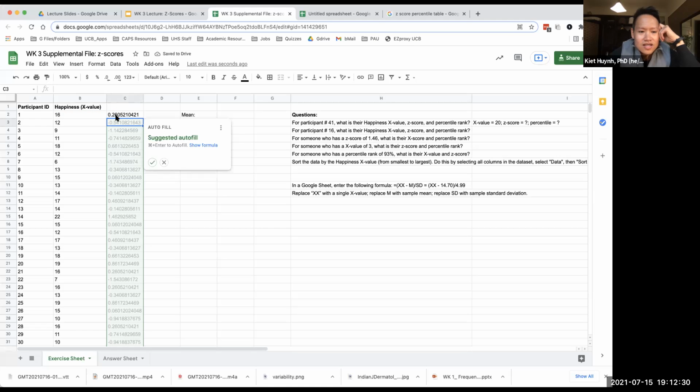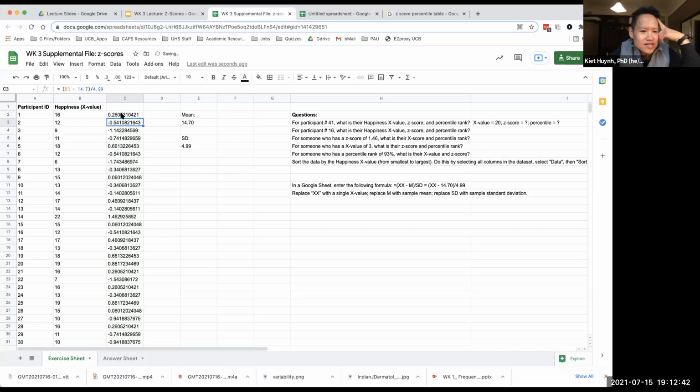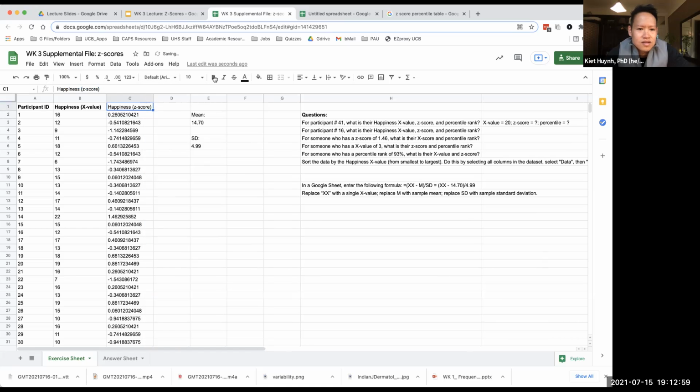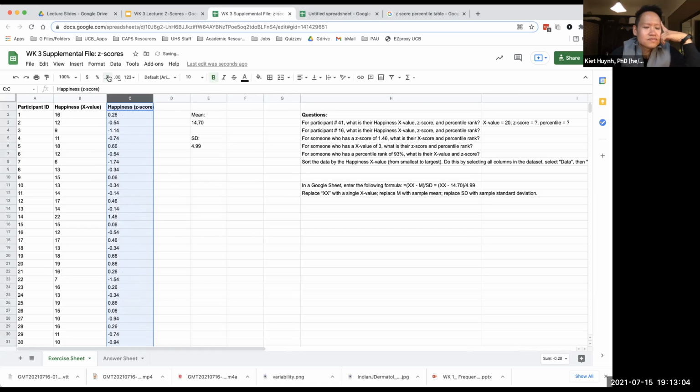There you go. And now Google has a suggested autofill where it basically just uses that same formula that we just put for the rest of these columns. And I want that, so I'll hit okay. So what we did here is we computed the Z value, right? So this is the happiness Z value. And this is too many decimal points. So again, I only need 2 decimal points. There you go.